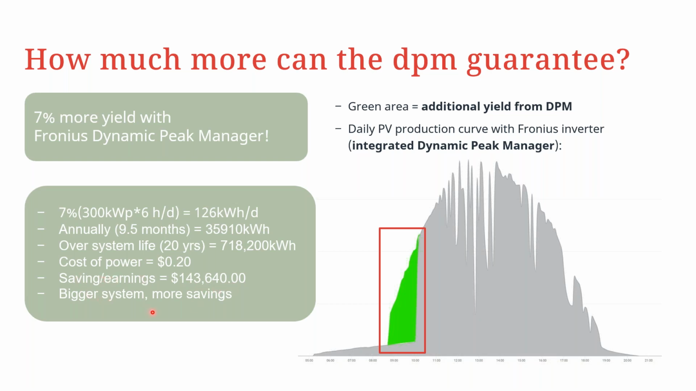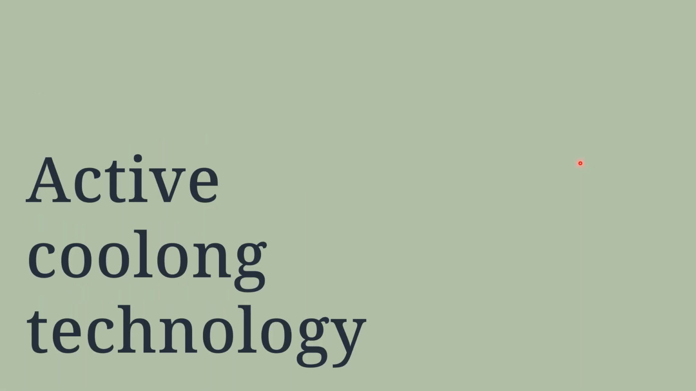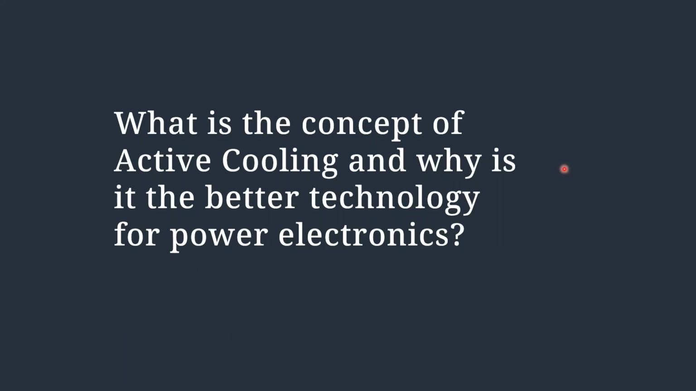So you can see that the Dynamic Peak Manager has a huge impact on the savings that you can get from your PV installation. And therefore, we can say by conclusion that the bigger the system, the more the savings. Fronius guarantees with this integrated Dynamic Peak Manager that you're able to get a lot more yield from your system. One of the other things that would allow you to get extra yield from your PV system is active cooling.